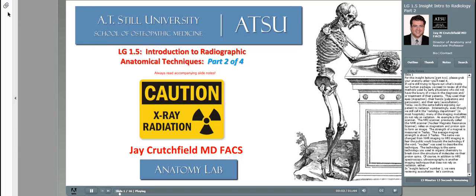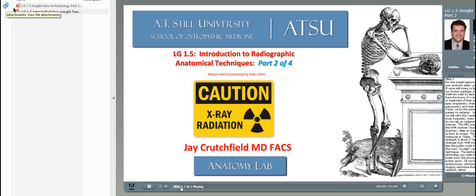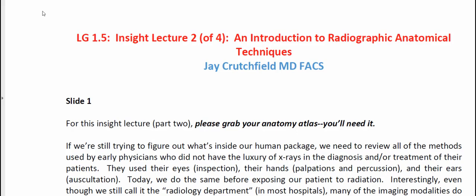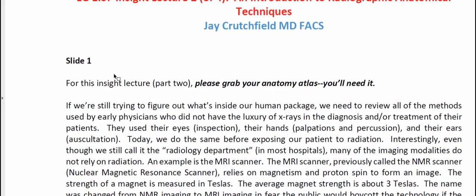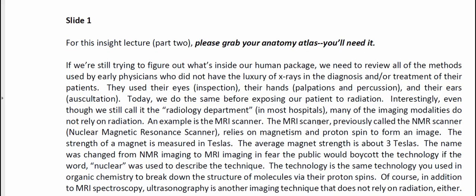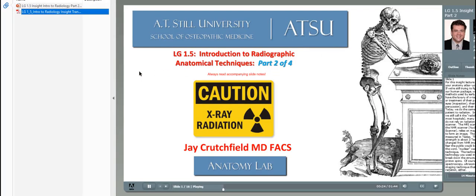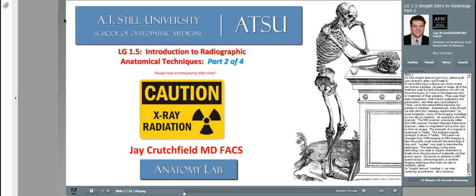For this Insight lecture, part 2, please grab your anatomy atlas. You're going to need it. If we're still trying to figure out what's inside our human package, we need to review all of the methods used by early physicians who did not have the luxury of x-rays in the diagnosis and or the treatment of their patients. They used their eyes, inspection, their hands, palpation and percussion, and their ears, auscultation.